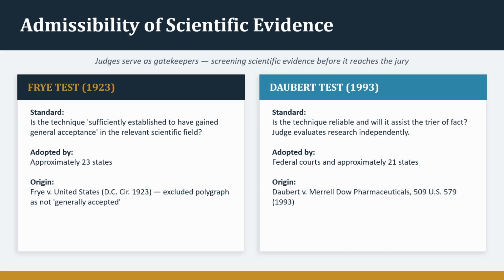Daubert is broader and more flexible than Frye, but it also places a heavier burden on judges, who must now engage in a substantive evaluation of scientific methodology that they may have little training to conduct. Today, roughly 23 states follow Frye and 21 follow Daubert.